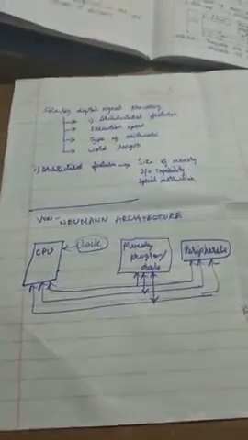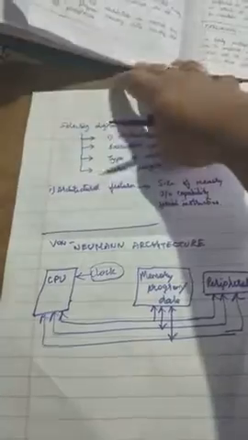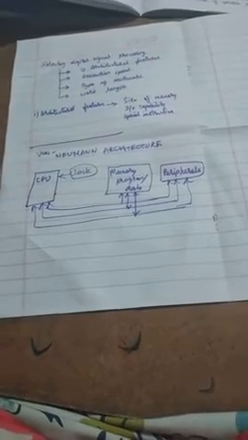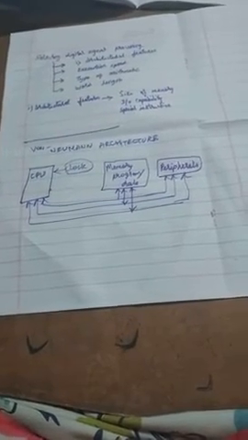And then the second one is the address bus. The address bus is used to indicate which peripherals it wants to access. The address bus is mainly used to indicate to the CPU which peripherals it wants to access.